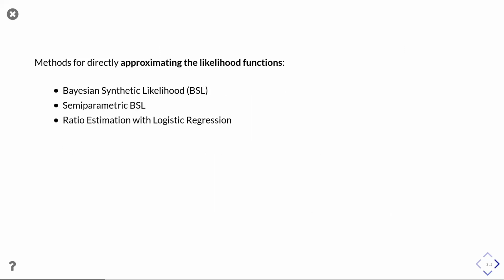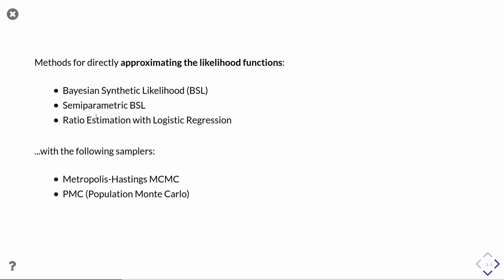As I mentioned before, we also implement some methods for approximating the likelihood function. We have the Bayesian synthetic likelihood and its semi-parametric version, which was described very well in the first talk. Then we have this ratio estimation method with logistic regression. And these 3 methods can be used with the following samplers. We have the standard Metropolis Hastings MCMC, and we have population Monte Carlo.